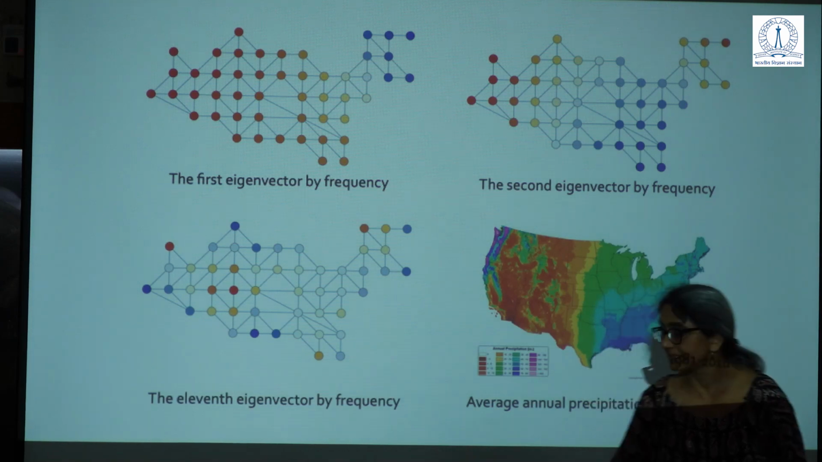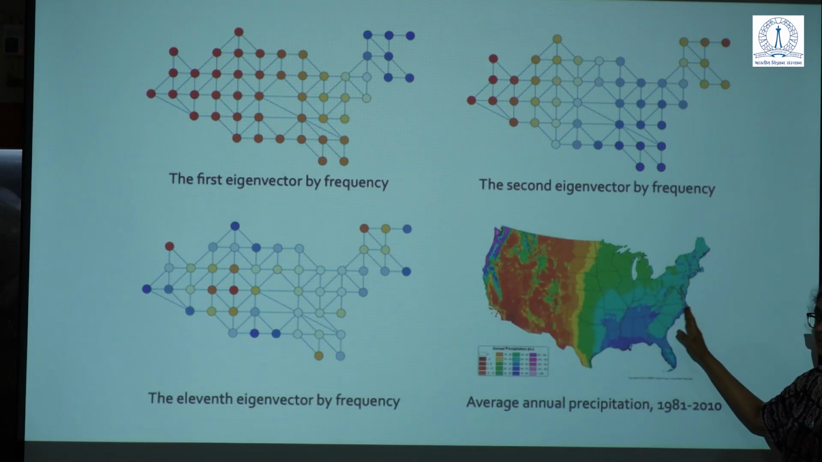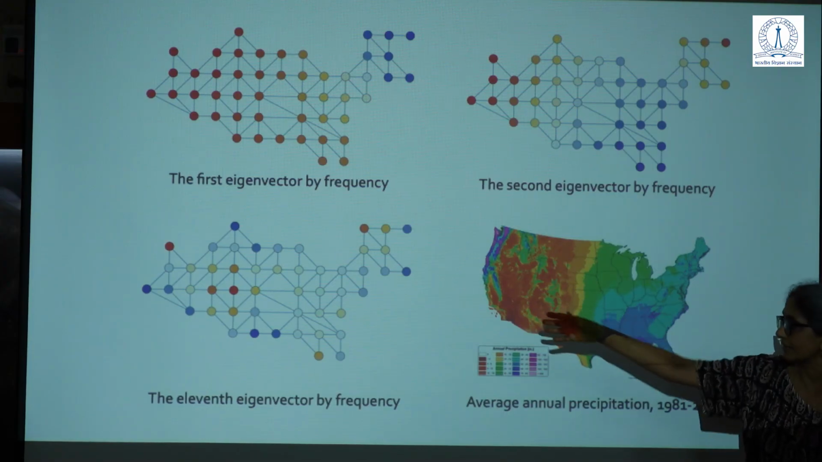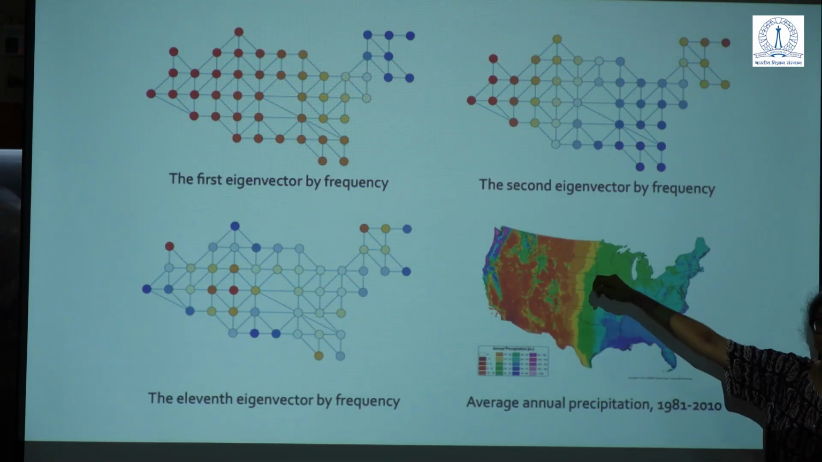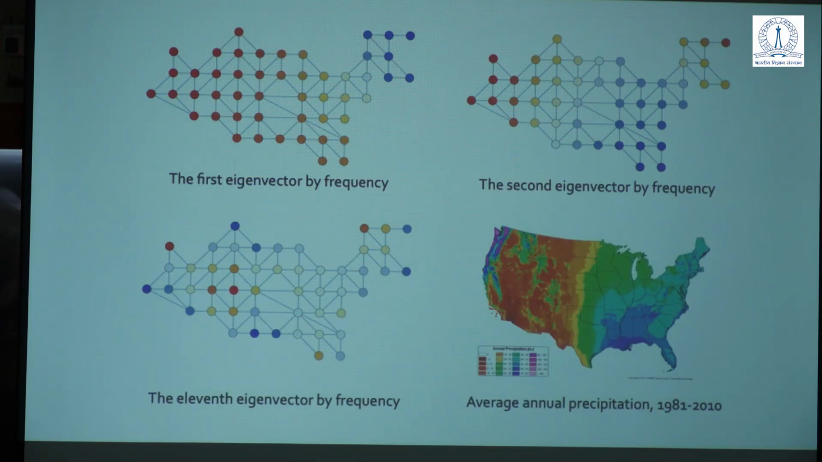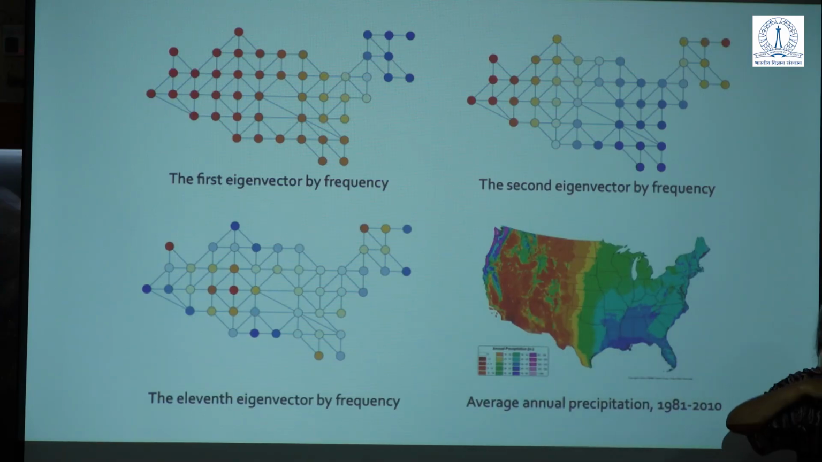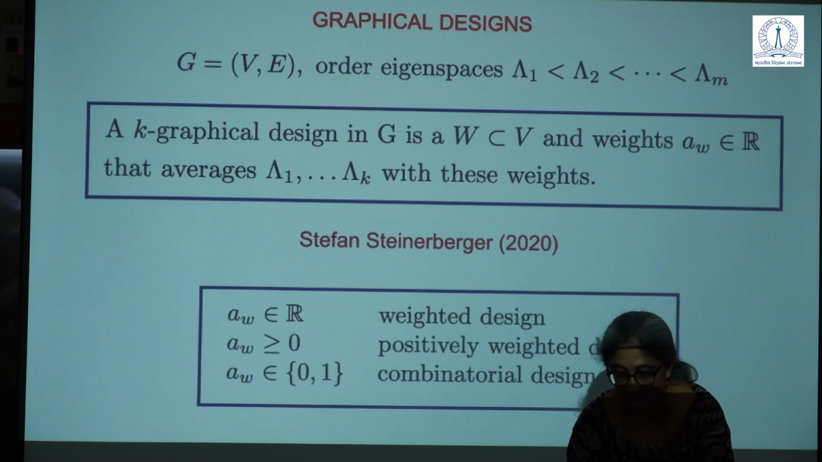This was just some motivation. If you have a smooth function like rainfall over the United States, you make a graph, the US graph, with a node for every state connected by an edge if the state shares a boundary. Then if you want to express this rainfall function, you just need the first few eigenvectors. That's the idea, so that's why we can do this.